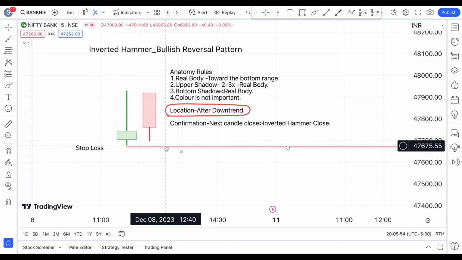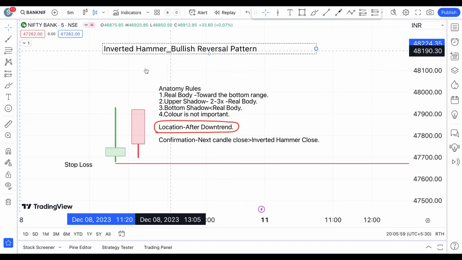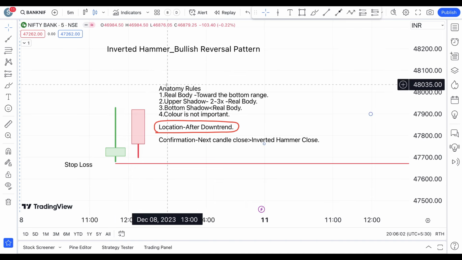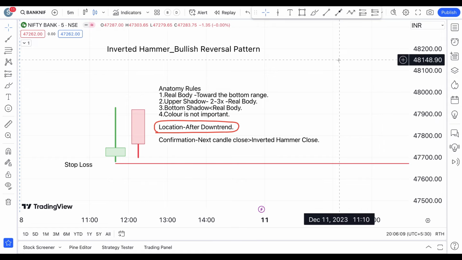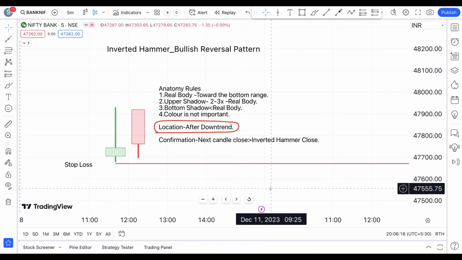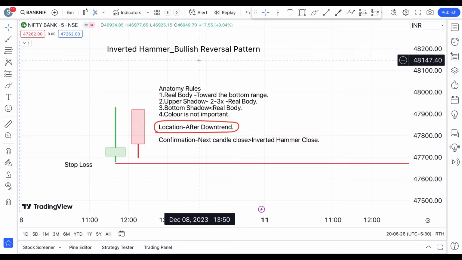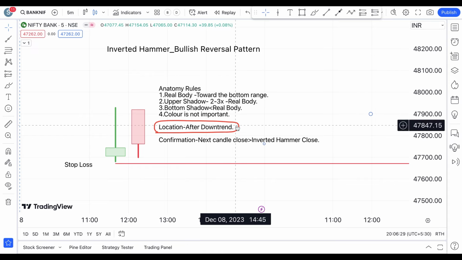You need to have this as your stop loss, and you can have your targets based on the swing highs on your left. You can also have your targets based on any other technical analysis. If you have any trend lines or indicators, you can make use of this knowledge and take a trade towards the upper side. So this is a bullish reversal signal. That's all we have to cover for the candlestick pattern of the inverted hammer.